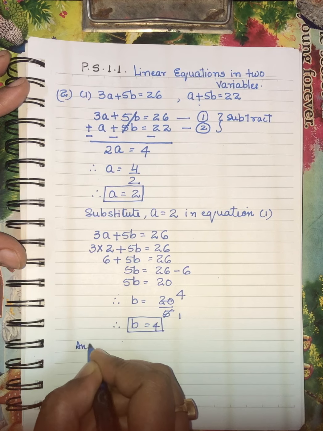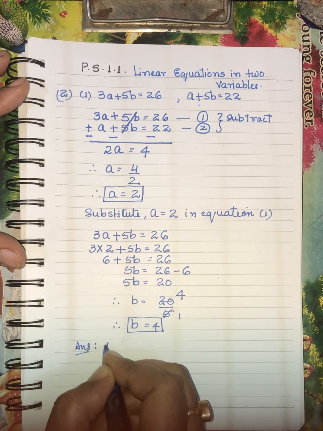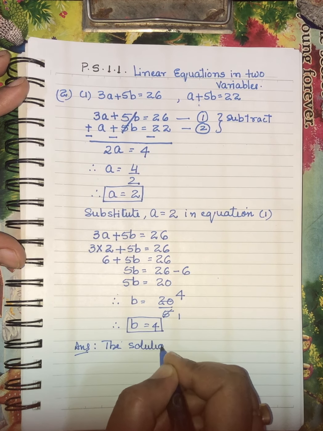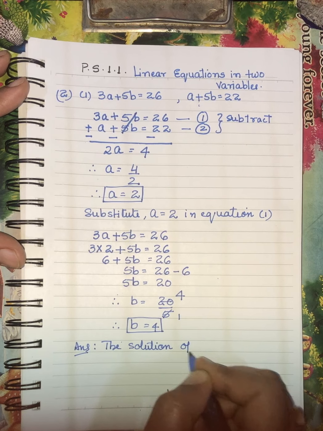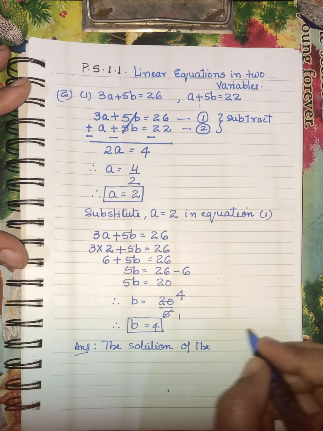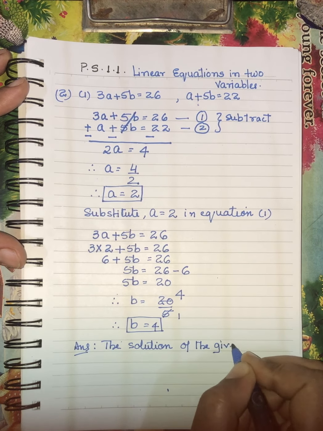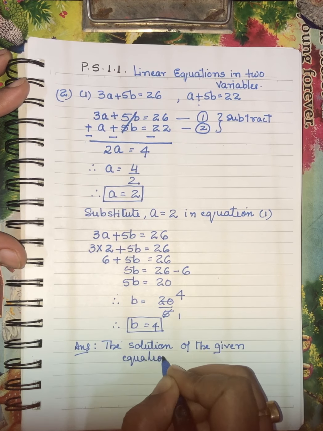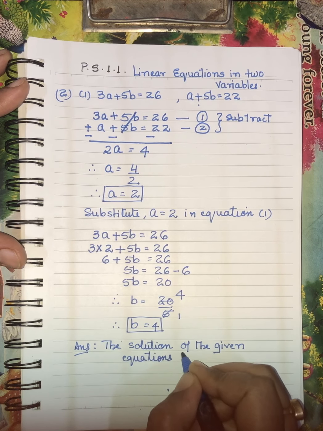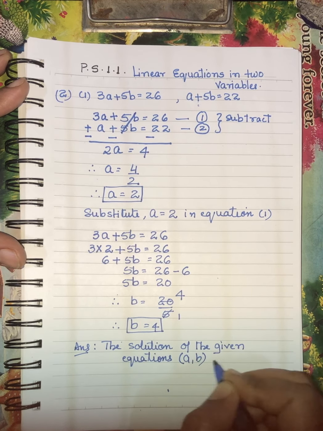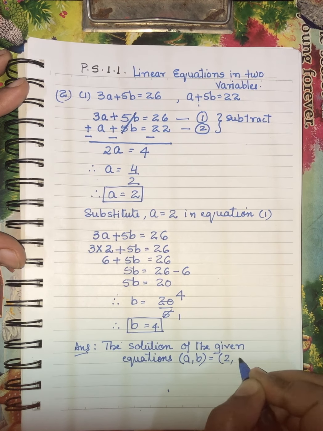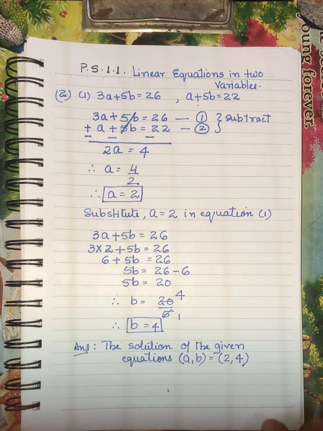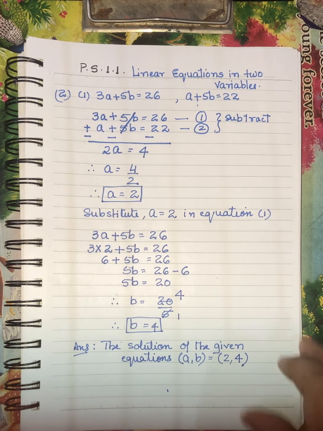So you have to write the final answer as the solution of the given equations is, first you have to write the value of a and then the value of b, as 2 and 4. Alright children, now let us go for the second question.